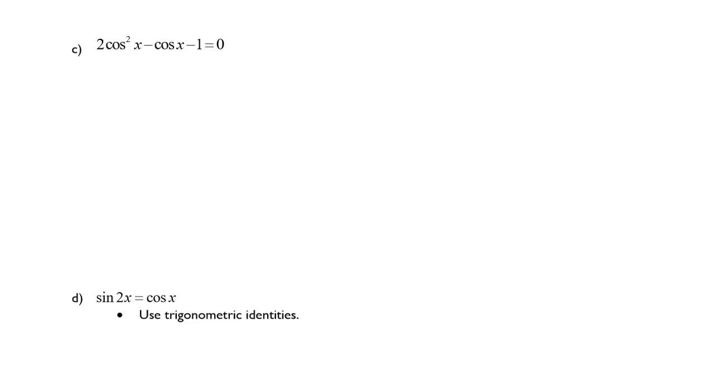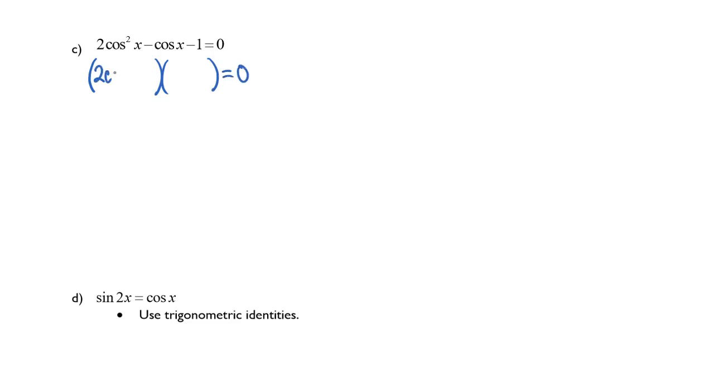Welcome back to part 4 on this section where we are solving trigonometric equations. Here we have 2 cosine squared x minus cosine x minus 1 equals 0. And since it looks like it's quadratic in form, I'm going to go ahead and try and factor this thing.